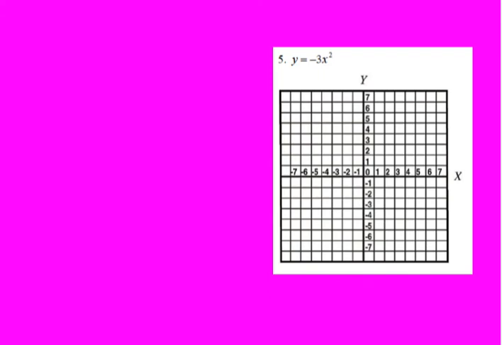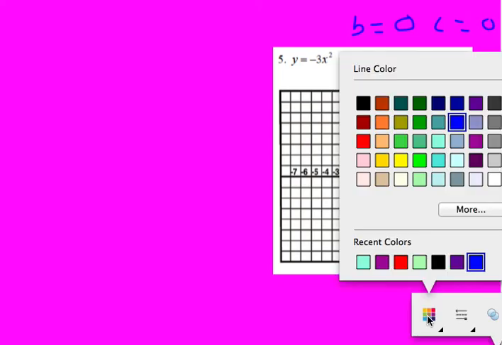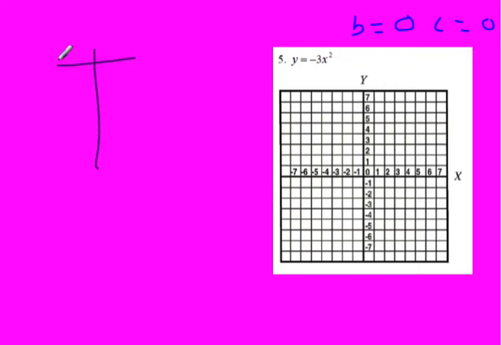What you'll notice is we just have a negative 3x squared. So that tells me that my b is equal to 0 because there's no x term, and my c is equal to 0 because there are no constants. So let's go ahead and take a look at graphing this out. I'm going to make my chart.